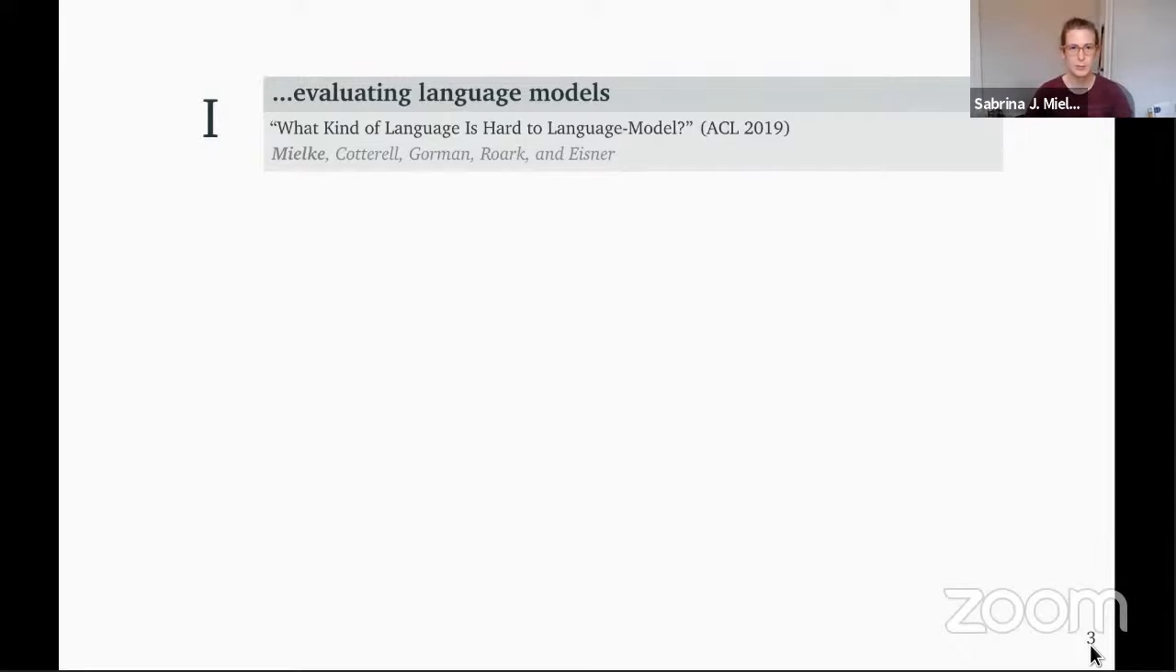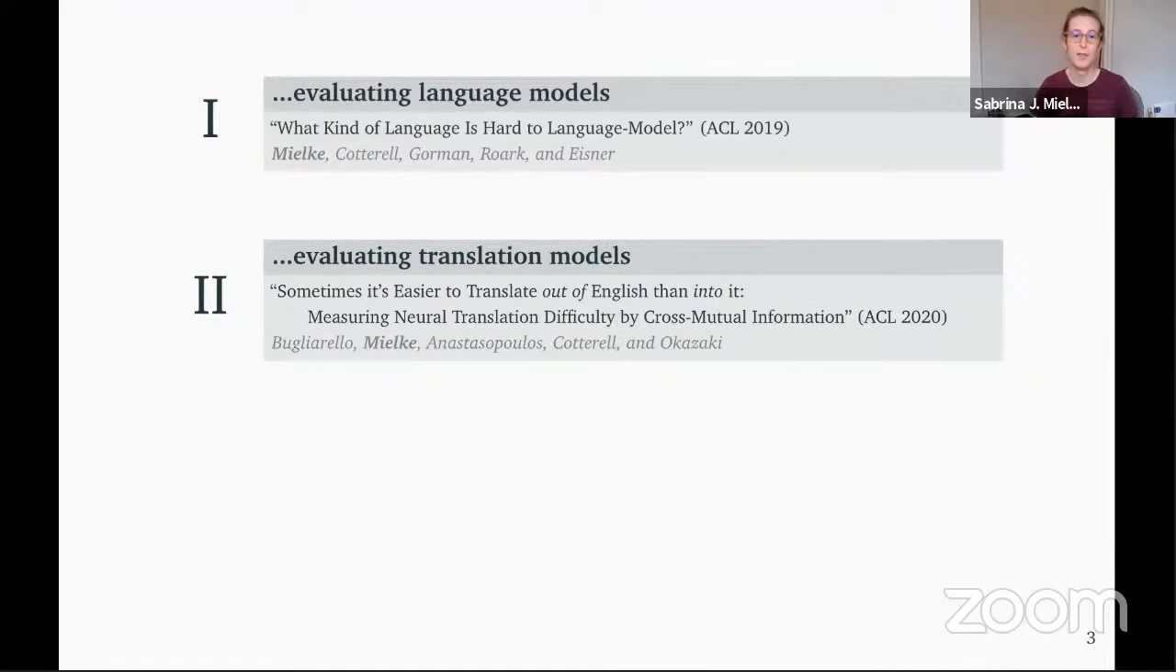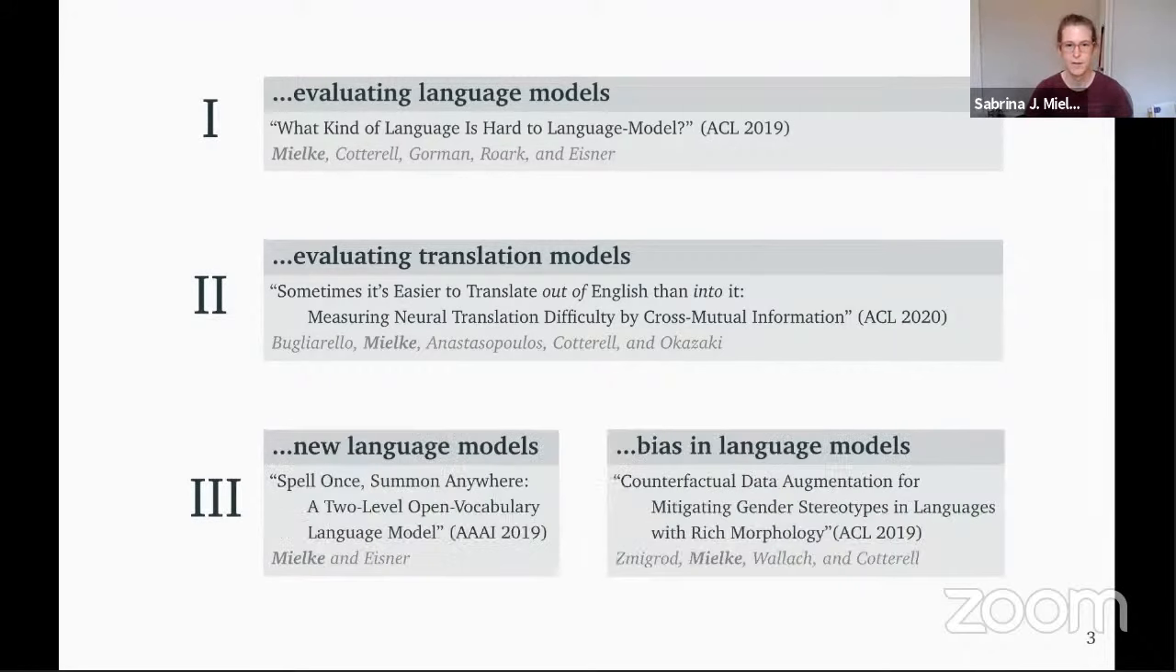First, we're going to talk a little bit about evaluating them on different kinds of languages and trying to draw interesting conclusions. Then we're going to extend that methodology to translation models and talk a little bit about what information might mean in translation and what it really is that we want to measure. And then I'm going to briefly go over two other papers.